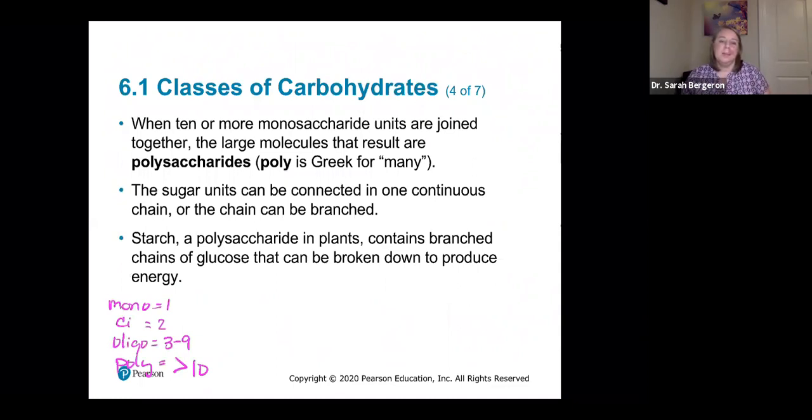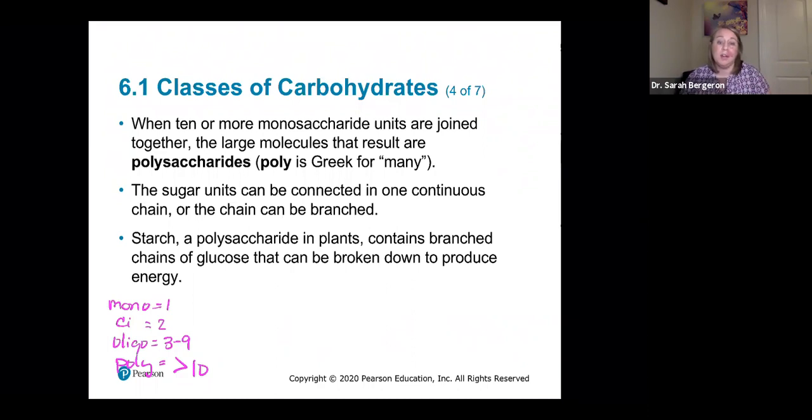So whenever we talk about oligosaccharides, polysaccharides, they could be linked in one chain. Like, remember we said a straight chain in our hydrocarbons, well, sure, you can have that in sugar units. You can have one continuous chain, or that chain can be branched, where you have a couple of carbons and then you have another chain coming off at an angle, right?